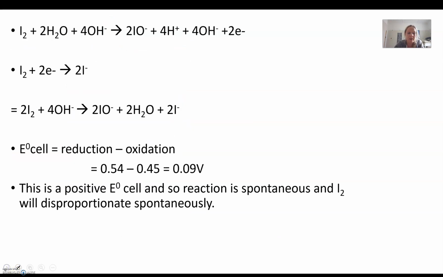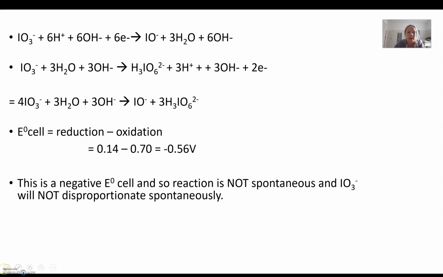So I'm not going to go through all of them in that much detail because we'll be here all day. So here's the second one you could have done. This is I2 getting reduced and oxidized. So there are the 2 half equations. Here's the full equation. And if you do reduction minus oxidation, you get a positive value. So again, this is spontaneous. So I2 will disproportionate in basic conditions. Pretty cool. And the last one here is iodate, which is IO3 minus getting oxidized and reduced.